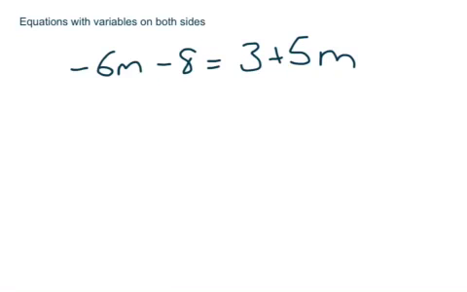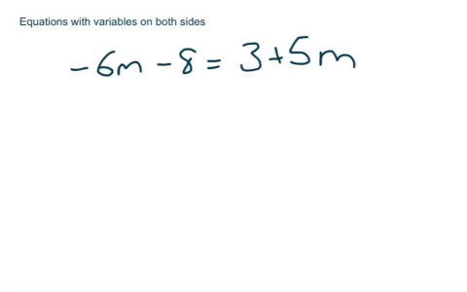Let's look at another one. We've got negative 6m minus 8 is equal to 3 plus 5m. There are no like terms for me to combine, so I'm going to look at my variables on both sides. I've got a negative 6m, and I've got a positive 5m. Negative 6 is the smaller coefficient, so I am going to deal with that side first.